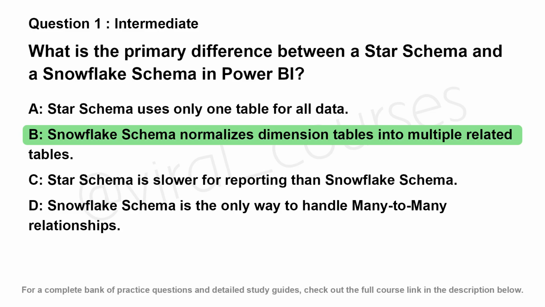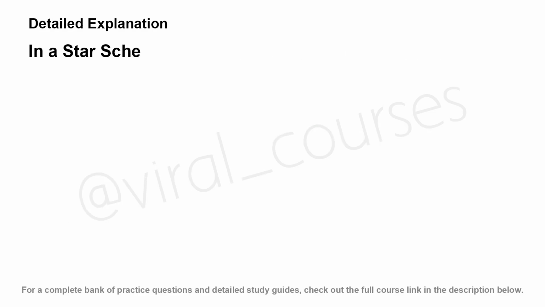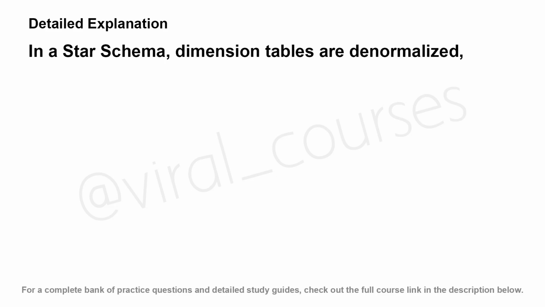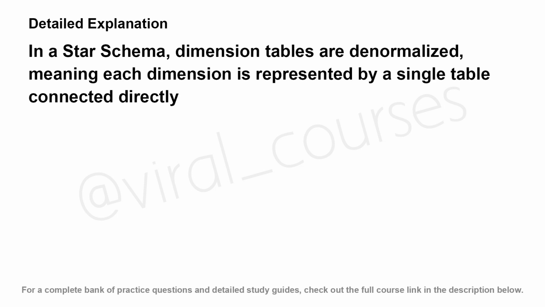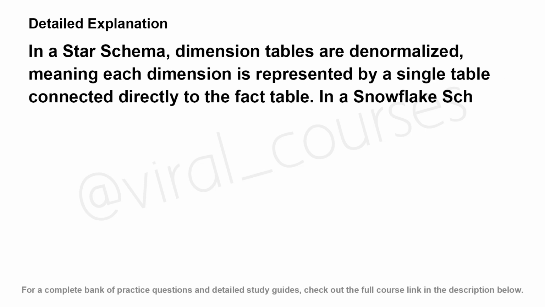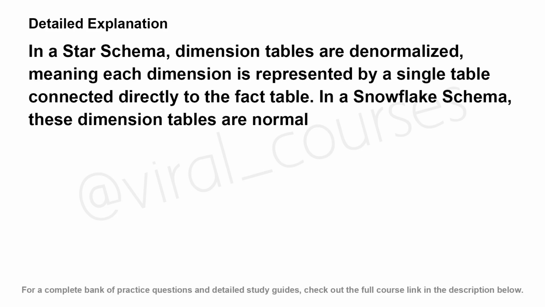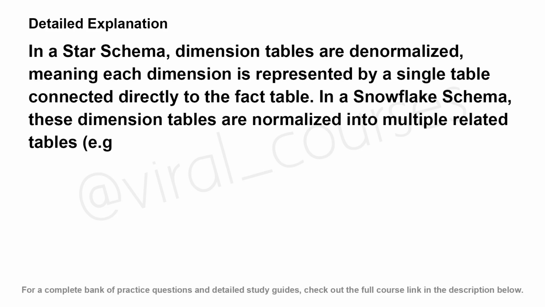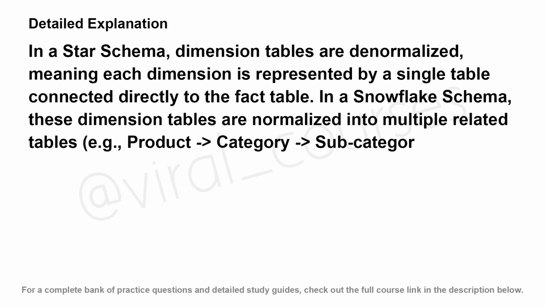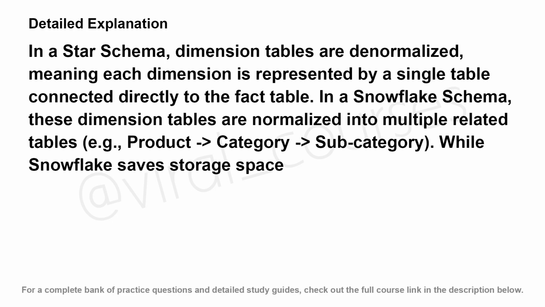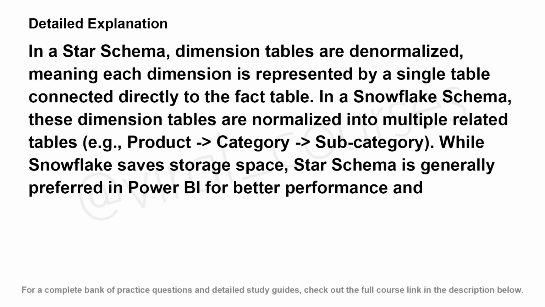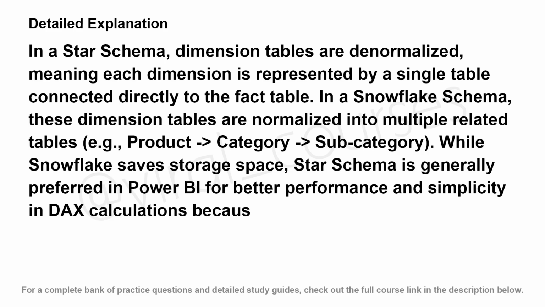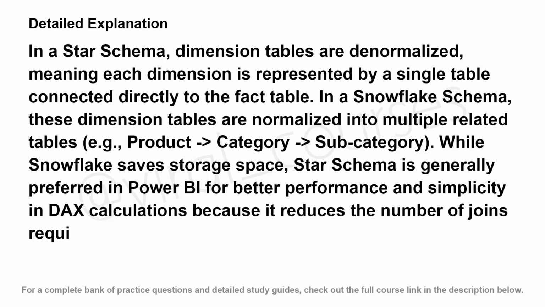The correct answer is B. In a star schema, dimension tables are denormalized, meaning each dimension is represented by a single table connected directly to the fact table. In a Snowflake schema, these dimension tables are normalized into multiple related tables, e.g., product to category to subcategory. While Snowflake saves storage space, star schema is generally preferred in Power BI for better performance and simplicity in DAX calculations because it reduces the number of joins required during query execution.